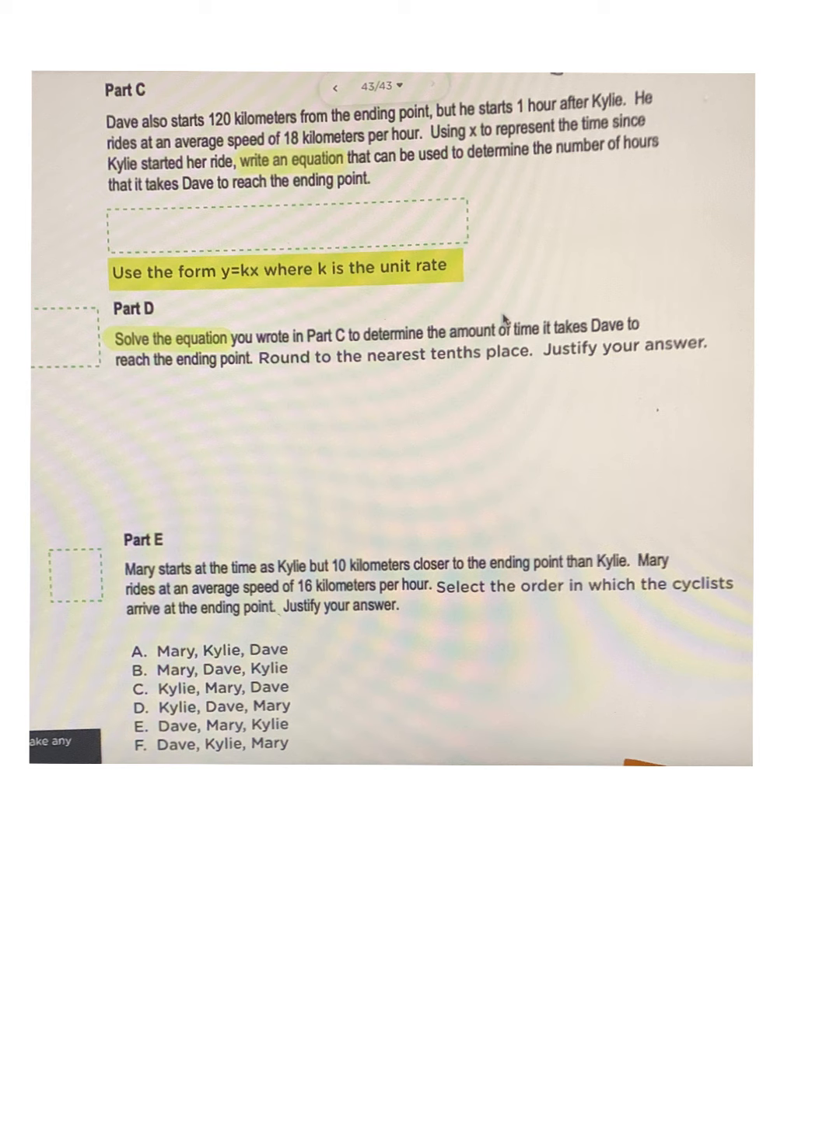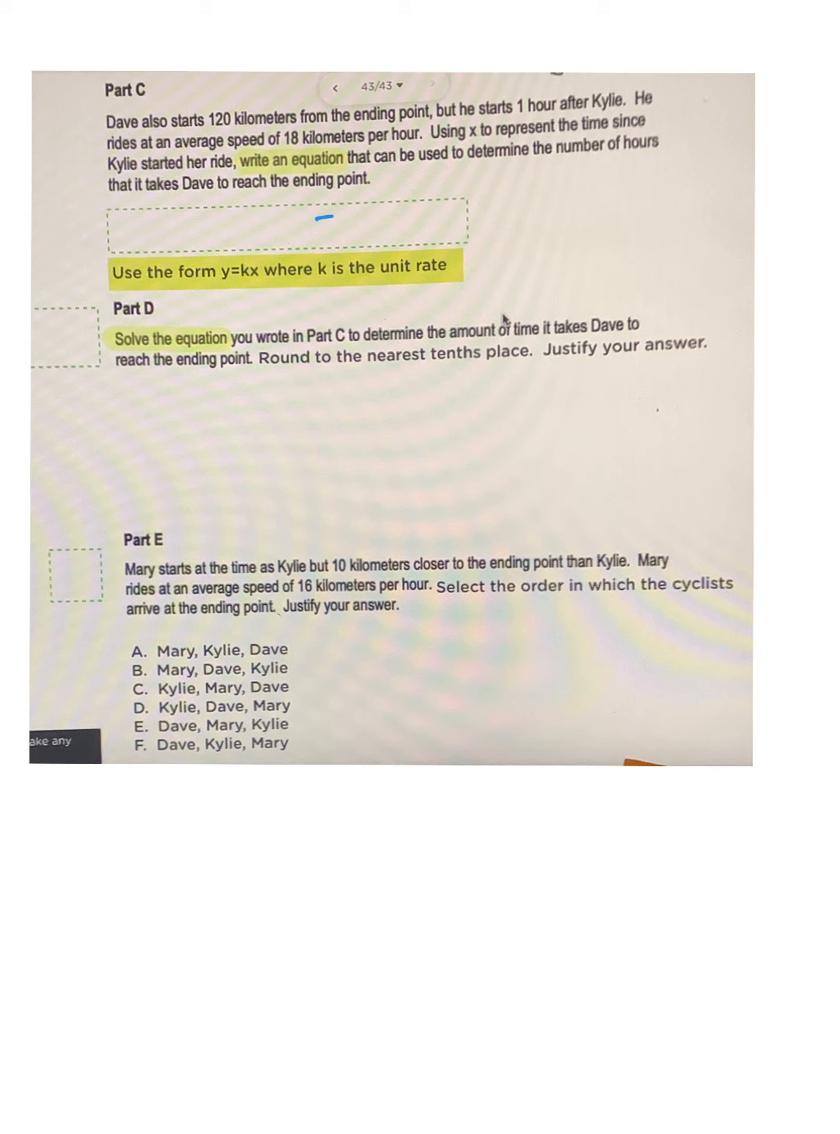Now in part C, they introduced Dave. And Dave is starting 120 kilometers from the ending point also, but he starts an hour after Kylie. And he's traveling an average speed of 18 kilometers per hour. So they want us to use x representing the time since Kylie started her ride. We want to write an equation that shows the number of hours it's going to take Dave to reach the ending point, all using Kylie's x, representing the time since Kylie started her ride.